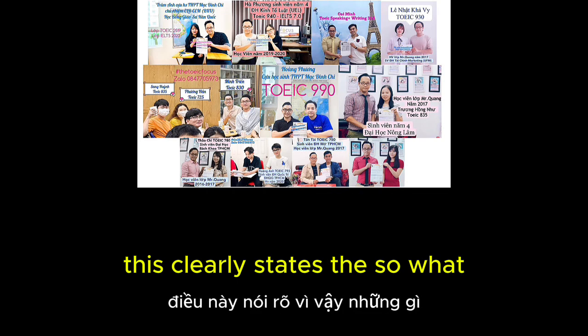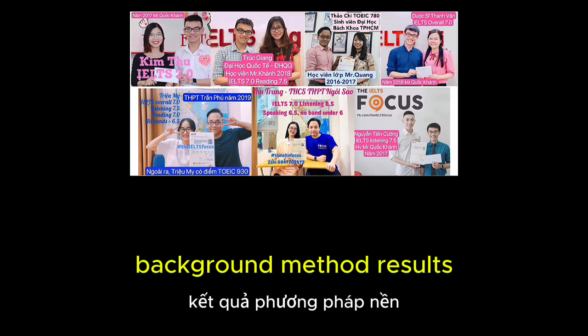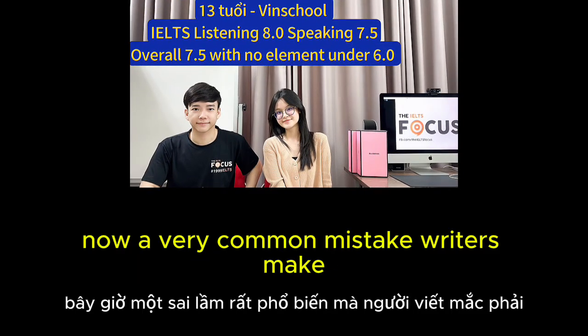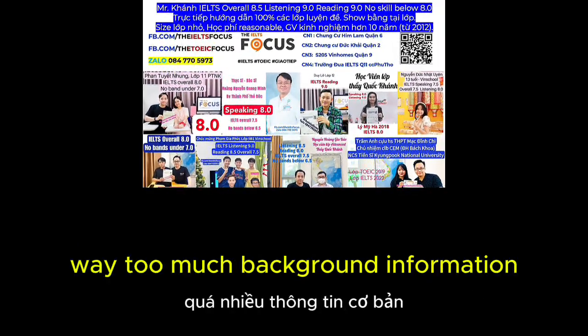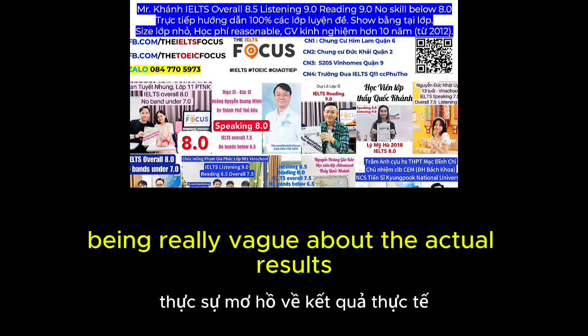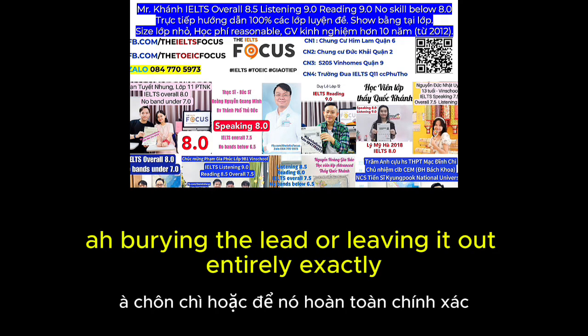This clearly states the so what, the main takeaway message of the paper. Background, method, results, conclusion, all there. All there, concisely. Now, a very common mistake writers make. It's often providing way too much background information, getting lost in the weeds of methodology, or, even worse, being really vague about the actual results or failing to state a clear conclusion or implication. Burying the lead or leaving it out entirely.